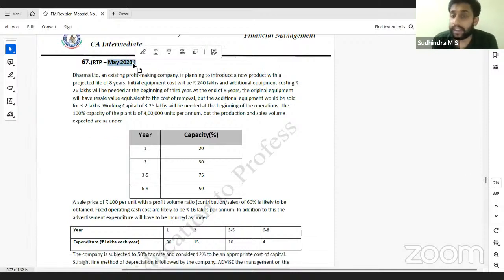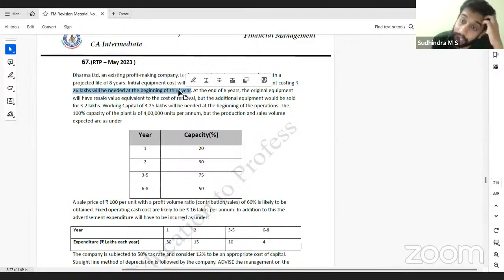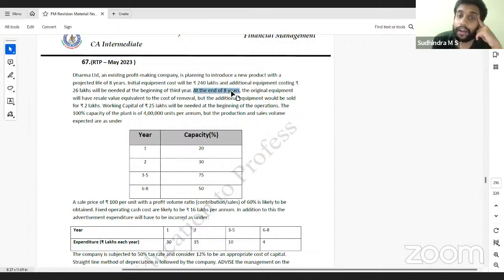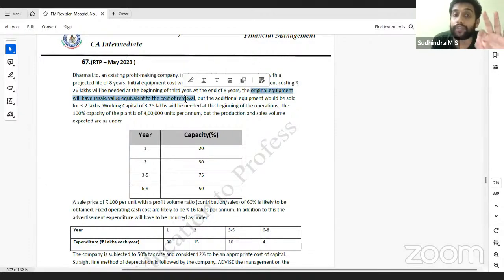See, this is May 23 RTP. Dharma Limited, an existing profit-making company, is planning to introduce a new product with project life of 8 years. Initial equipment cost will be 240 lakh. Additional equipment costing rupees 26 lakh will be needed at the beginning of third year. Beginning of third year means end of second year. We have to be careful there. At the end of 8 years, original equipment will have resale value equivalent to the cost of removal.